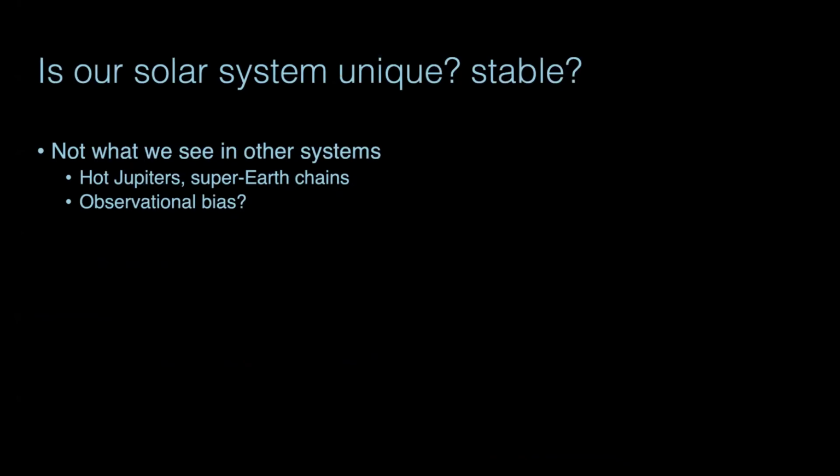Is our solar system unique, and is it stable? It's definitely not what we see in other systems. We see lots of hot Jupiters. We see super Earths. Super Earths are things with 2 to 5 times the mass of Earth, sometimes in chains of many super Earths. Is this observational bias because it's easy to find things that are closer to the star and orbit faster, or not, or are we just unique?